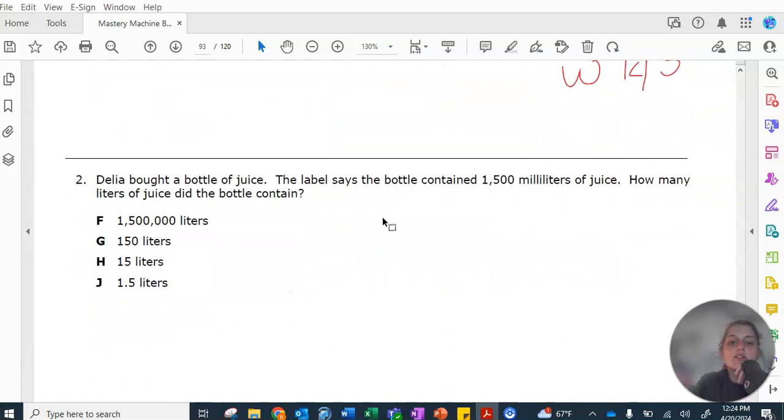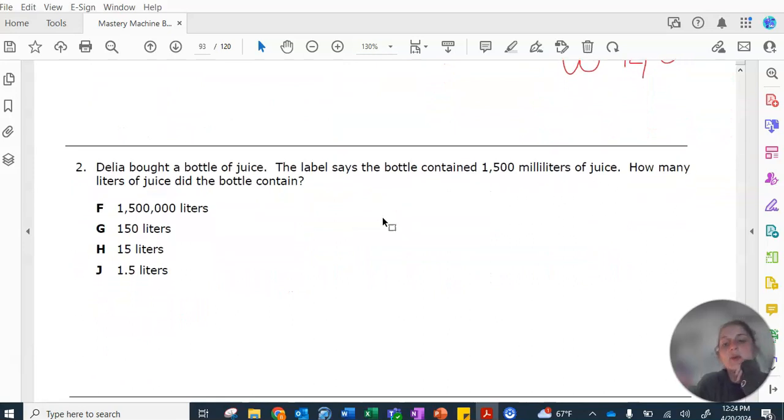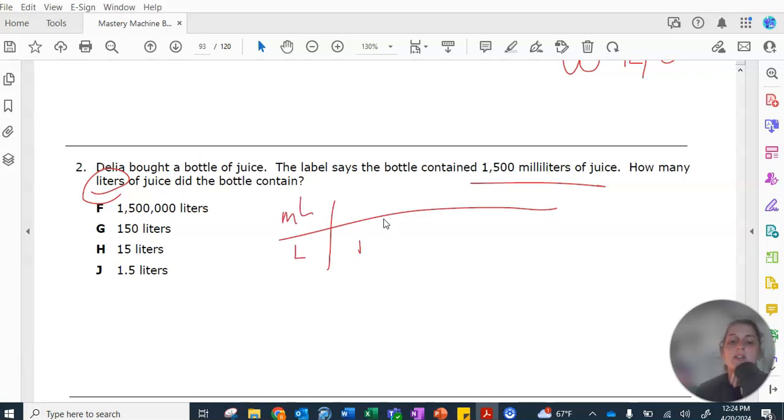Delia bought a bottle of juice. The label said that the bottle contained 1,500 milliliters of juice. How many liters of juice did the bottle contain? On your star chart, milliliters and liters. 1 liter is 1,000 milliliters. So if you have 1,500, how many liters is that?